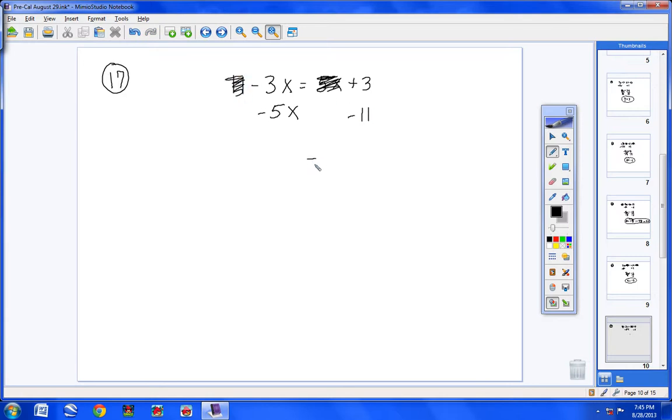So what are we left with? Well, negative 3 and negative 5 would be negative 8x. Use a calculator if you need to. A positive 3 and a negative 11 would be a negative 8.